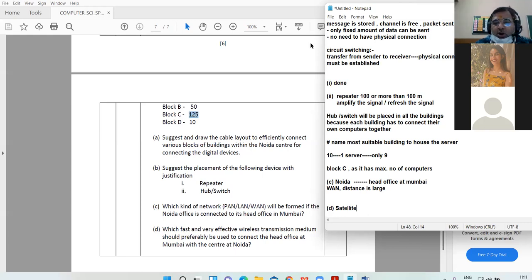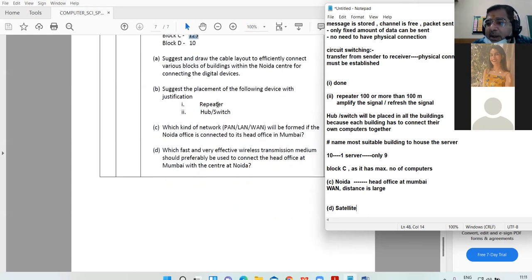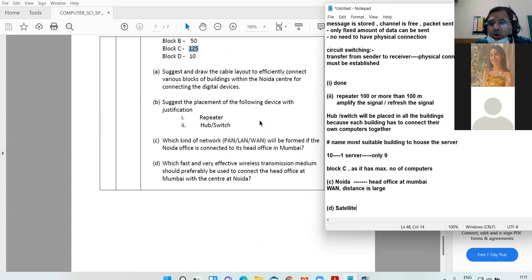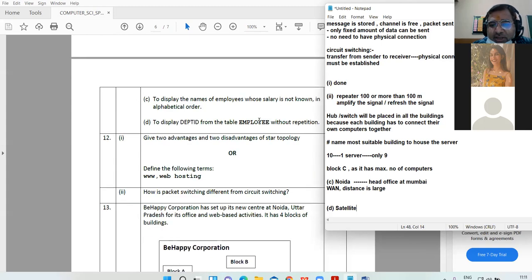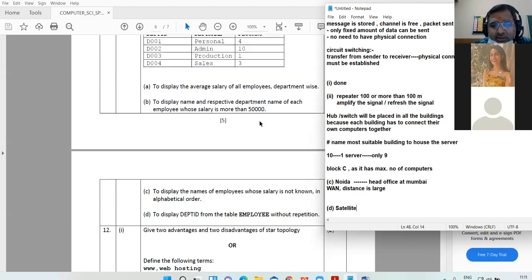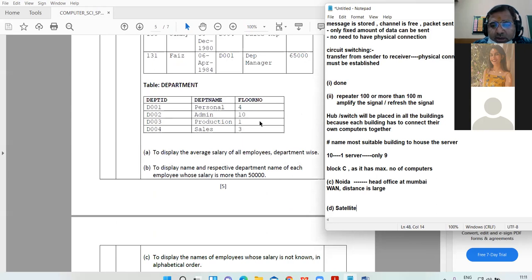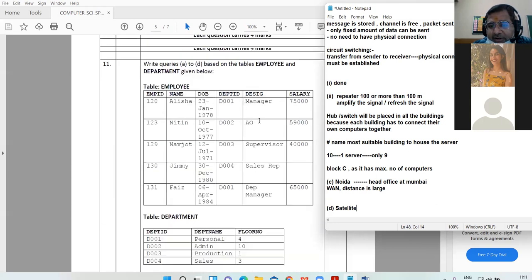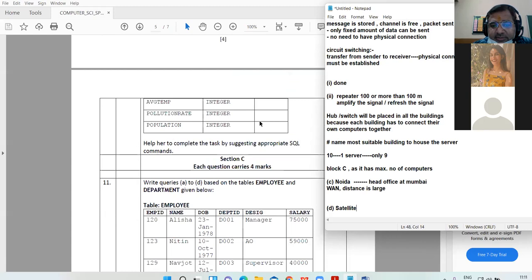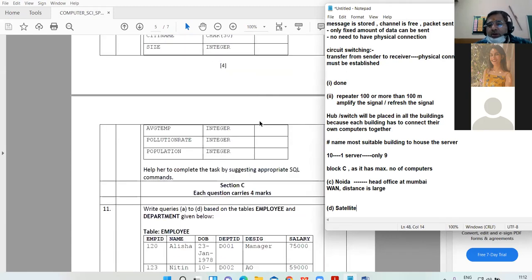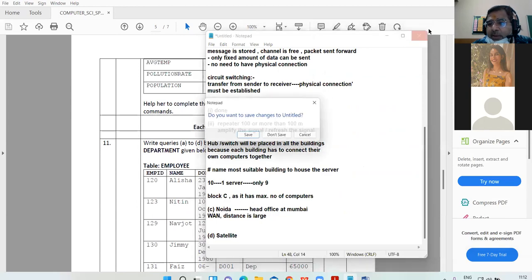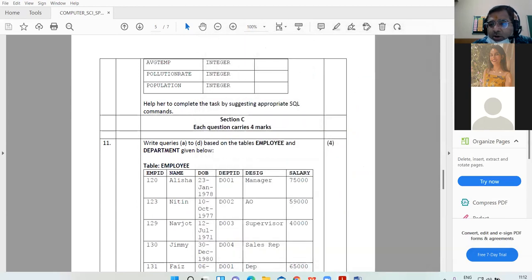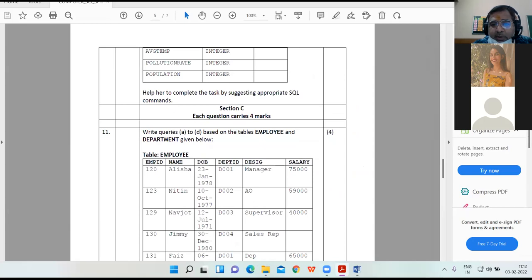So that was your sample paper 21-22 term 2. The whole paper I have discussed. I don't think any question is left which is untouched. This was your question for the practical file, I guess. All right. Now I'm shifting to another paper which I have downloaded from the CBSE site for you people.